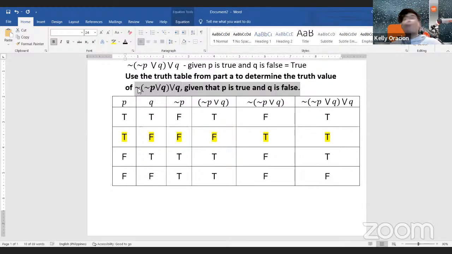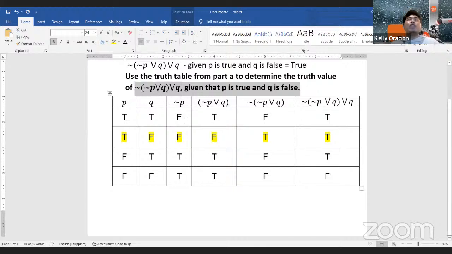Okay, true or false lang siya. Dalawa sila, ang possible answer, true or false. Again, medyo stressful, no? Kailangan pang gumawa ng table.